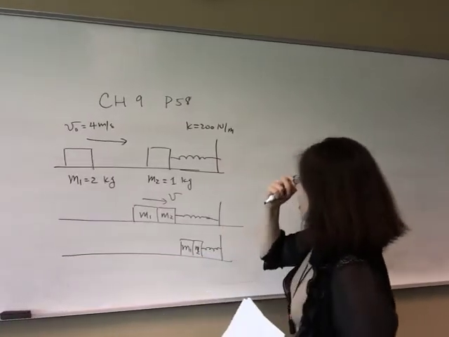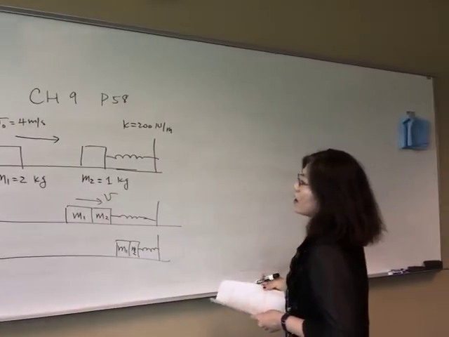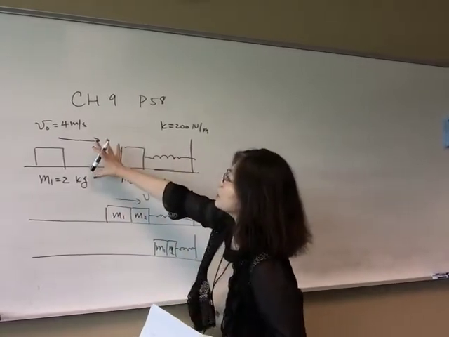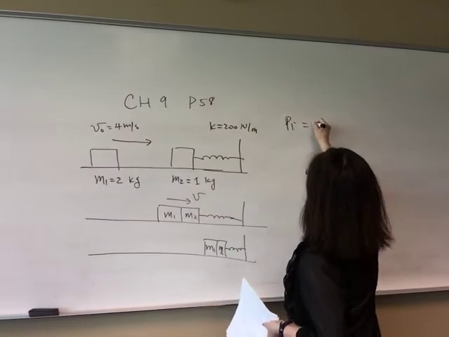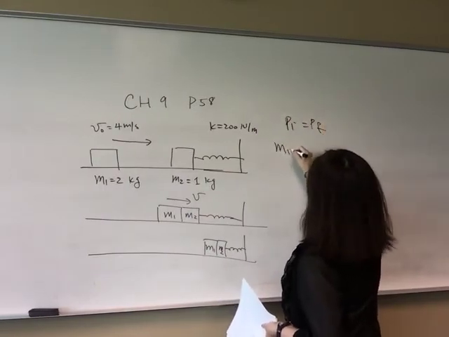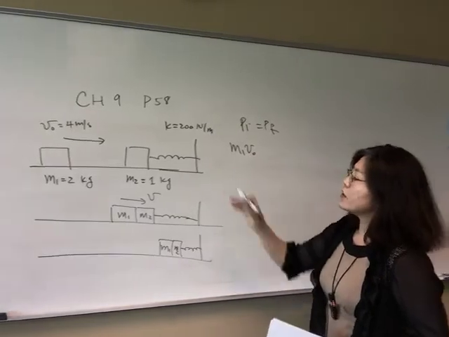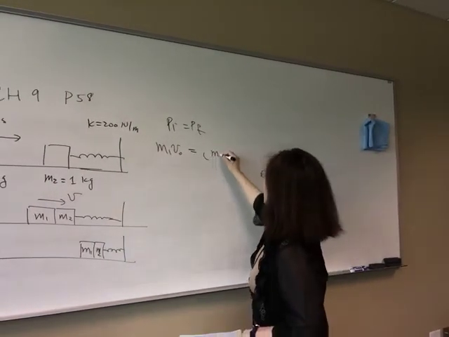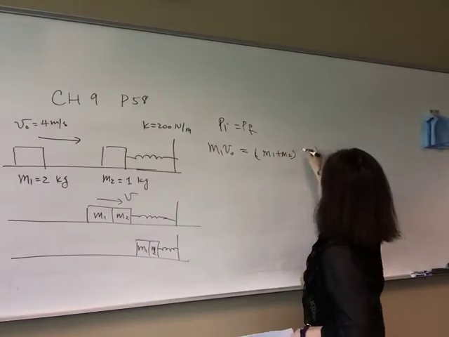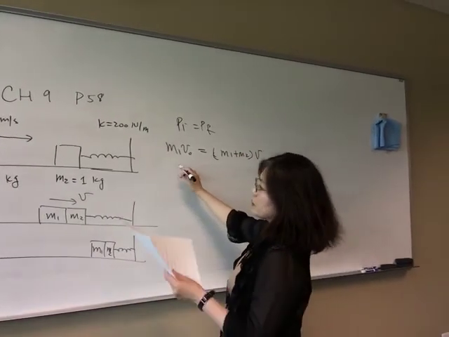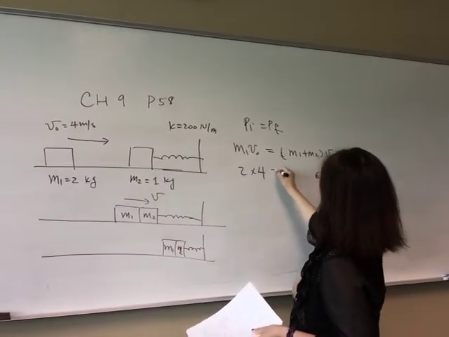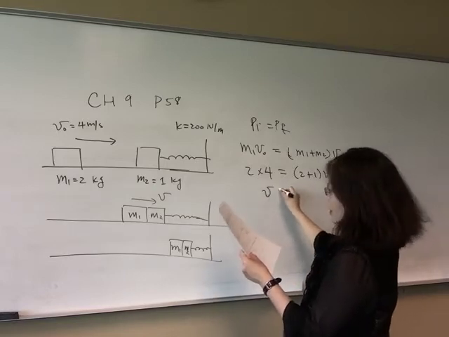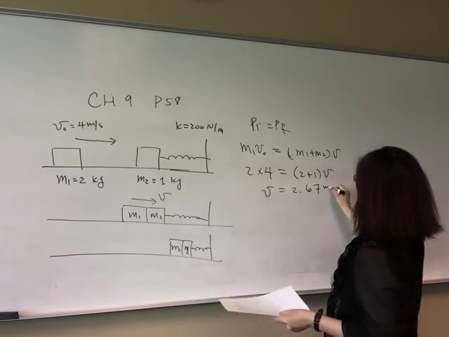So based on this, we can start finding out what is the velocity after collision when they stick together. So initially, the linear momentum is m1v0. Okay, this is the only one that has linear momentum. After collision, they stick together. So you have your m1 plus m2, and then times the same velocity v, so that we can just plug in the numbers. So you have 2 times 4, and that's equal to 2 plus 1 times v. So your v should have a value of 2.67 meters per second.